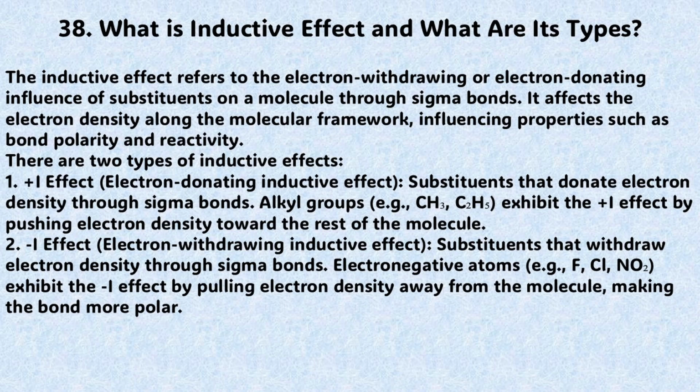Alkyl groups, for example, CH3, methyl, C2H5, ethyl, exhibit the +I effect by pushing electron density toward the rest of the molecule. -I effect: electron withdrawing inductive effect, substituents that withdraw electron density through sigma bonds. Electronegative atoms or groups, for example, F, Cl, NO2, exhibit the -I effect by pulling electron density away from the molecule, making the bond more polar.